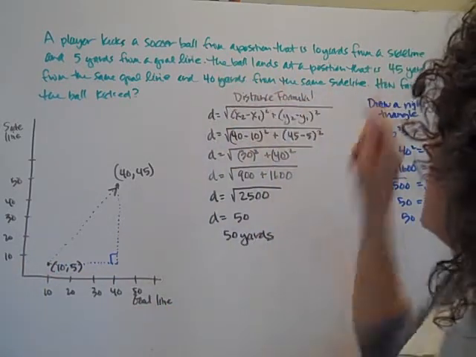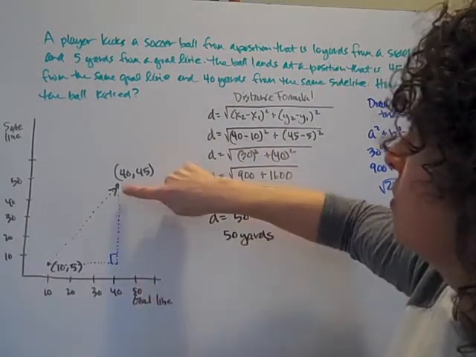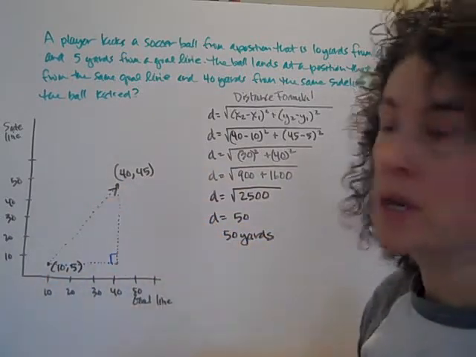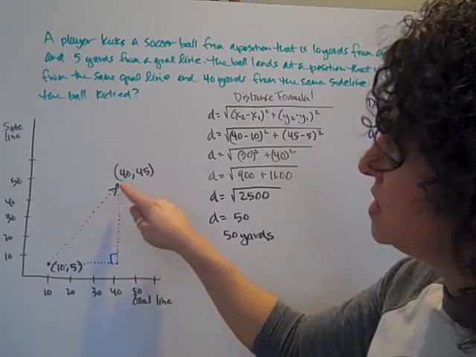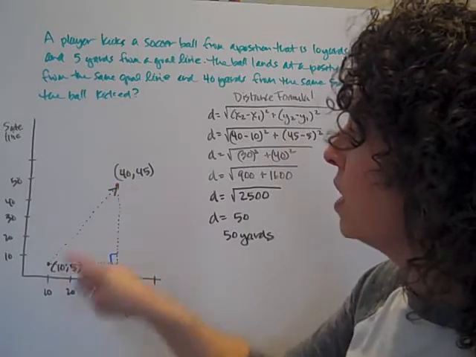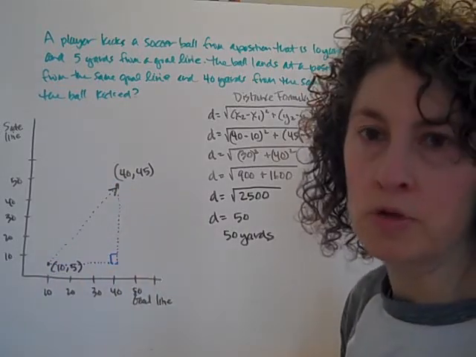A ball lands at a position that is 45 yards from the same goal line, 45, and 40 yards from the same sideline, so 40 from the sideline. How far was the ball kicked? So we're looking for this distance right here, how far that ball was kicked, so from here to here. If you look at it, you'll see that we could create a right triangle out of that.